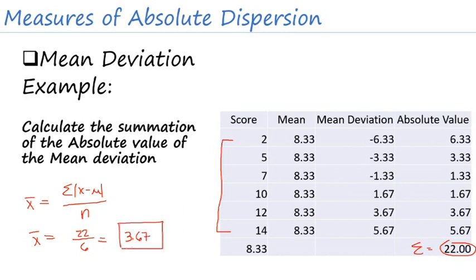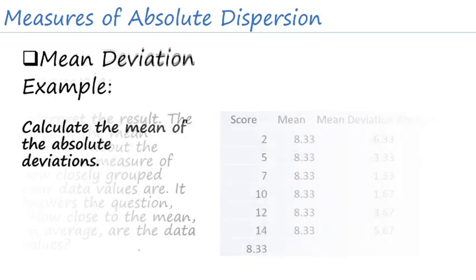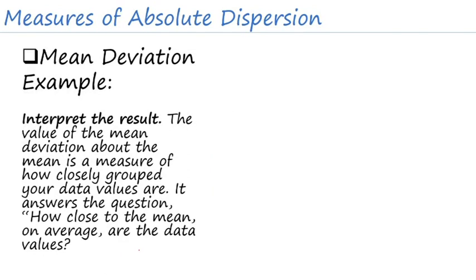Okay, this will be our answer for the average or the mean deviation. So how can we interpret these results? So for us to be able to interpret this, we know that the value that we have obtained earlier for the mean is equal to 8.33.